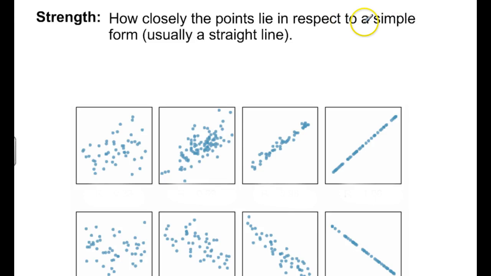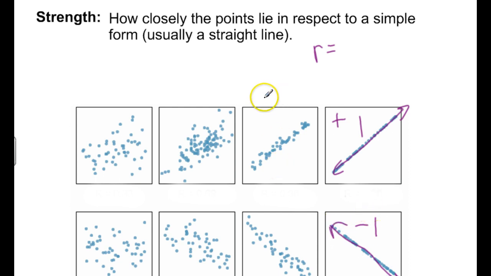The third thing is strength: how closely the points lie to a simple form, a straight line. So this is a positive direction, and look at how close this is. This looks like a perfect fit. If I put a linear line there, it perfectly matches the data. And so the R value on this one, which is the strength, would be 1, actually a positive 1 in this case. This one would be negative, and it would be a negative 1. So the closer you get to 1, the stronger that is. And those are perfect models. They fit the data of a linear line perfectly on both of those.